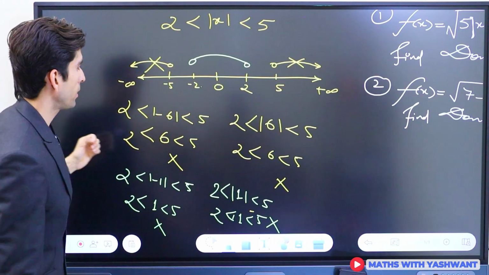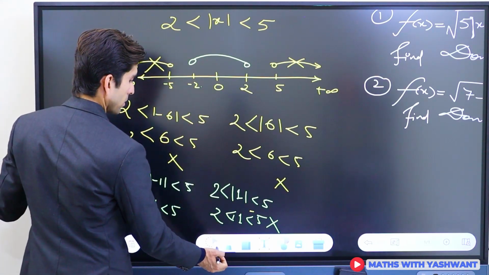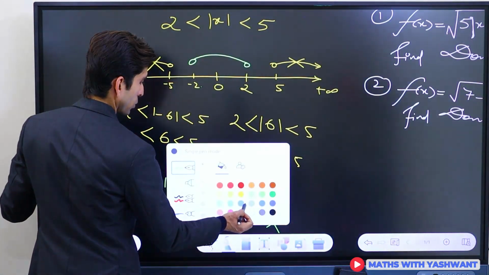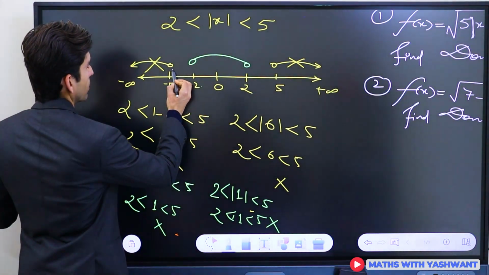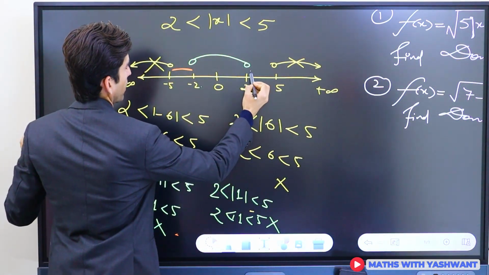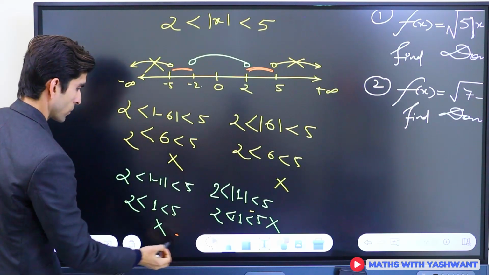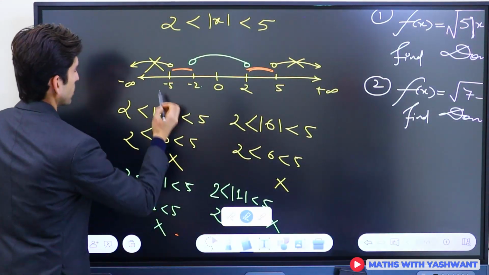Now we are left with only this interval. Let me mark it more clearly.